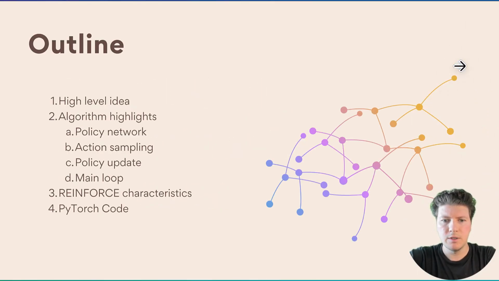Here's a rough outline. Let's start with the high-level idea followed by algorithm highlights such as policy network, action sampling, policy update, and the main loop. We'll then talk about pros and cons of REINFORCE and ways to improve it. Finally, we'll conclude with a PyTorch implementation of the algorithm in a simple RL gym environment.